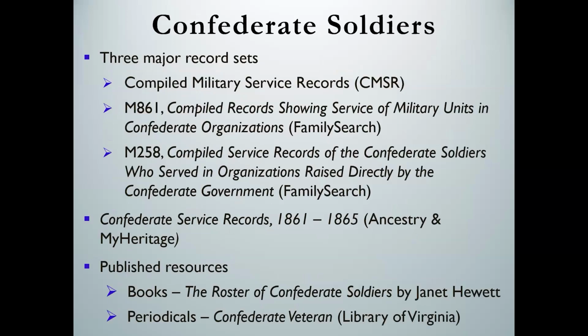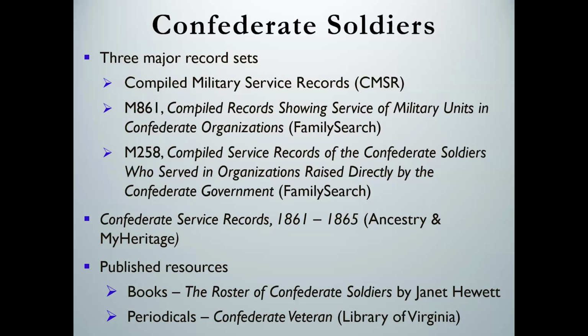Confederate soldiers. Again, they're going to have compiled service records, and we saw that Fold3 does have some. On FamilySearch, they have the compiled records showing service of military units, Confederate organizations. And then there's a separate set, and I'm going to be honest, I've never looked at the two to compare them, but this is Confederate soldiers who served in organizations raised directly by the Confederate government. So there is a difference there.